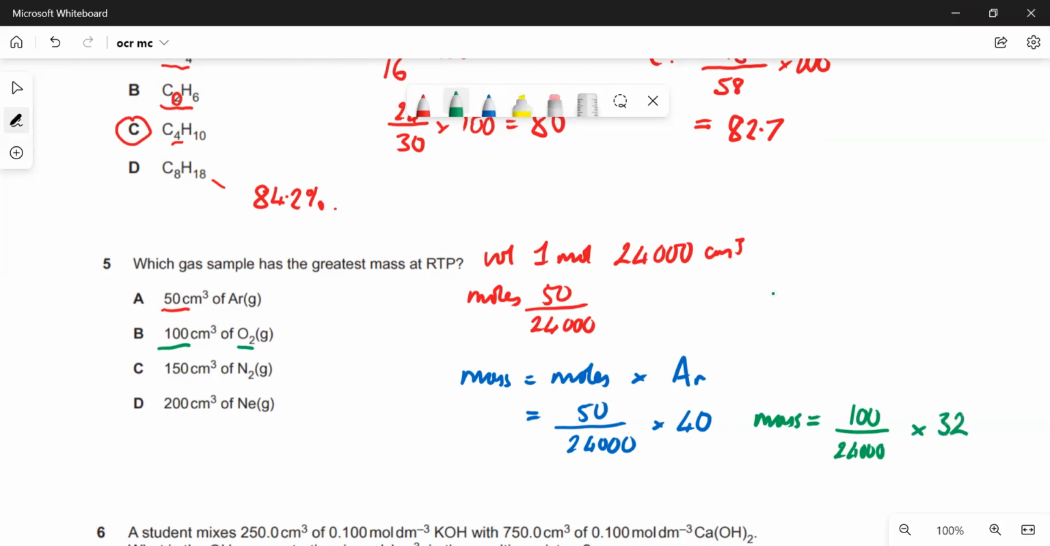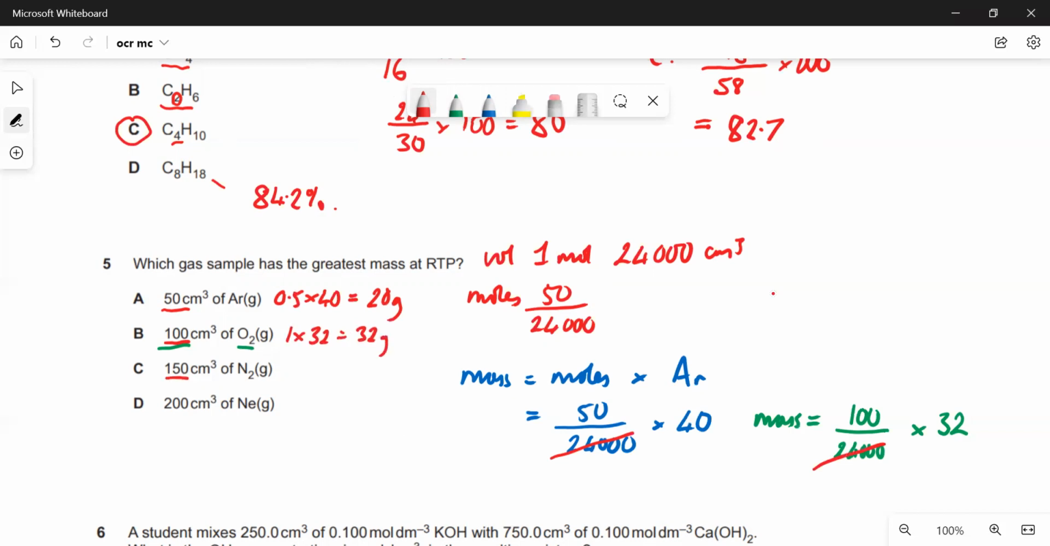Right, now you can see we don't really have to work all of these out, because for all of those things, we're going to be dividing by 24,000 every time, so we can cancel that out, can't we? And also, instead of having 50 times 40, we can just say 0.5 times 40. So that one is going to be 0.5 times 40, which is equal to 20 grams. This one is not 0.5, it's going to be 1 times 32 grams.